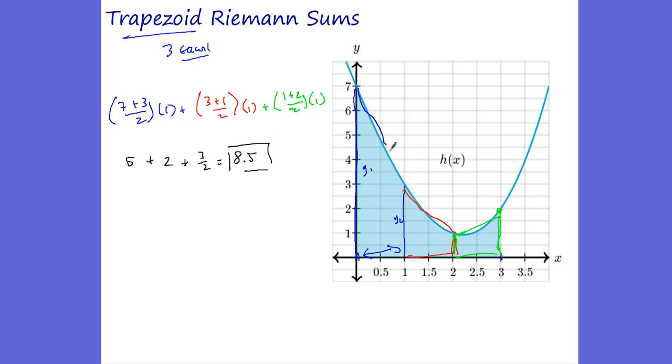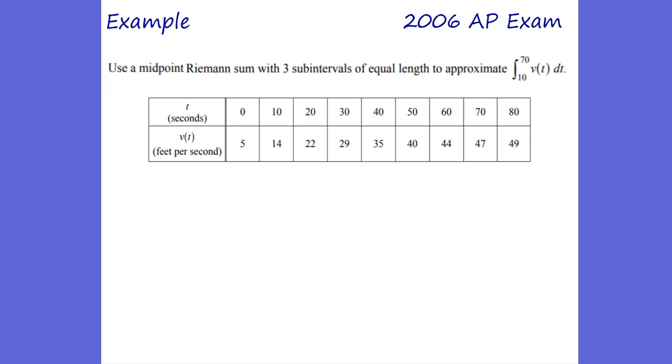So trapezoids are really good because, especially with curves, they do a good job of capturing our areas. It's taking a lot of these areas into effect when I take these Riemann sums, and the area underneath, 8.5, is going to be a lot closer to the true area underneath that. And so you can see how we have both our midpoint and our trapezoidal Riemann sums.